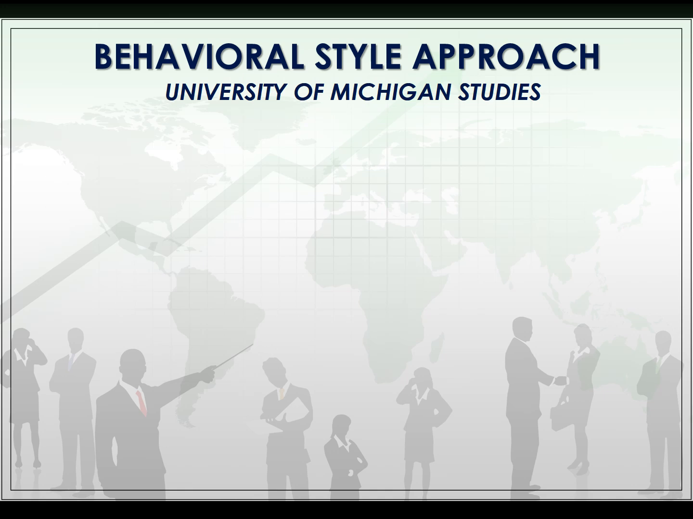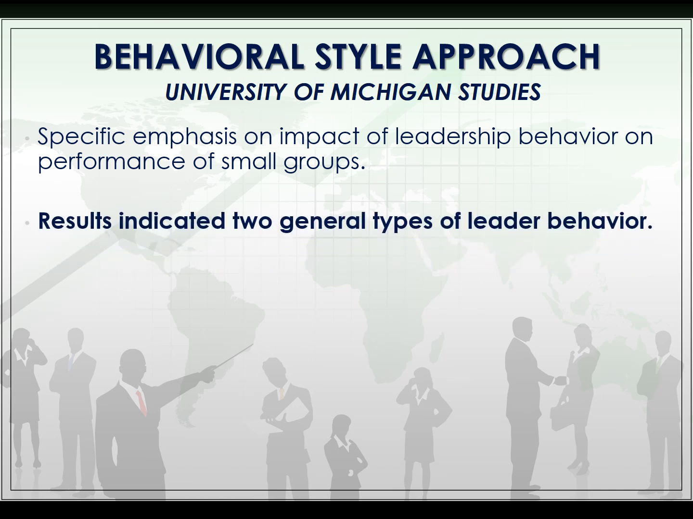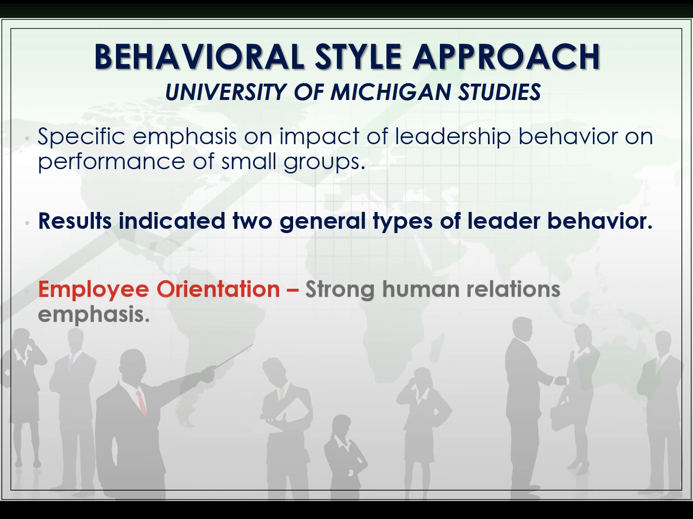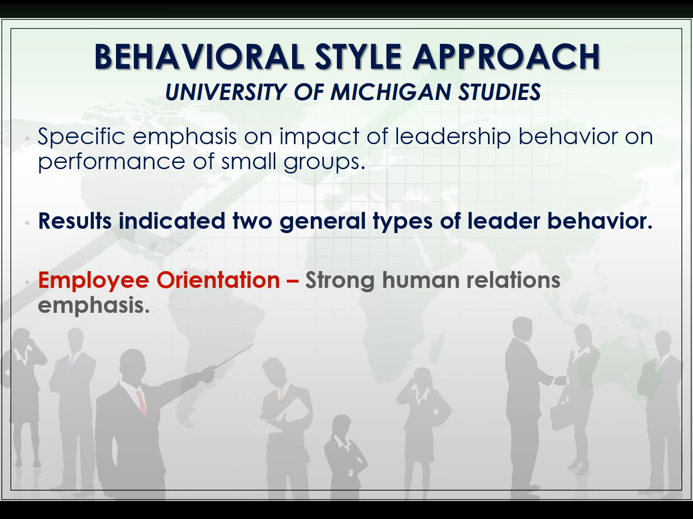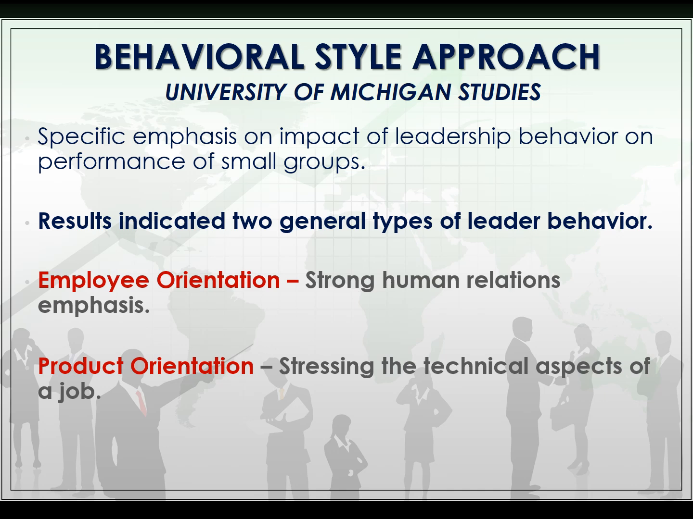The University of Michigan studies had a specific emphasis on the impact of leadership behavior on the performance of small groups. The results indicated two general types of leader behavior: employee orientation, a strong human relations emphasis, and product orientation, stressing the technical aspects of a job.